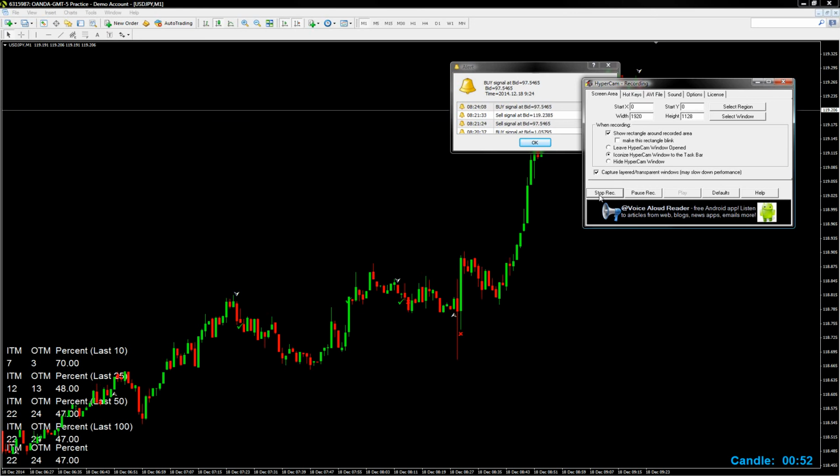Again, I do highly recommend running this on a VPS, because if you close MT4, or do anything, it resets your stats, which is kind of pointless. The VPS just runs constantly, and you never have to mess with it.